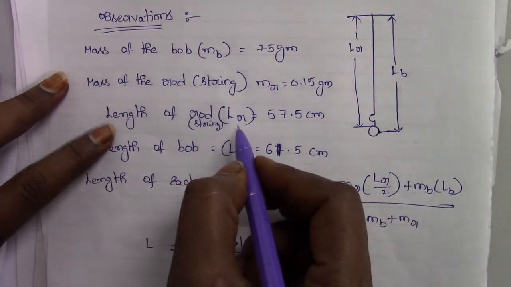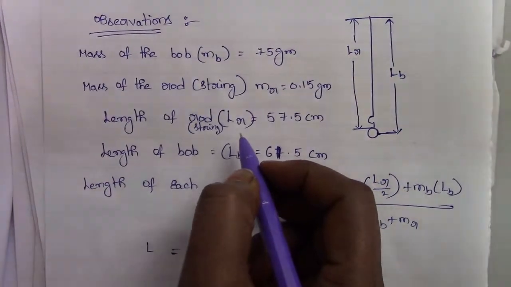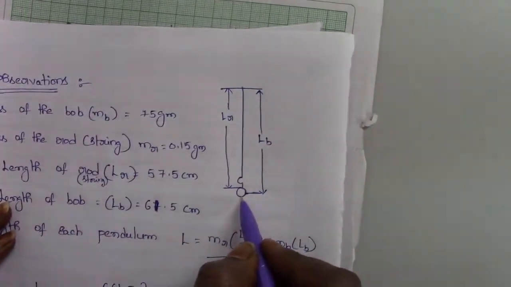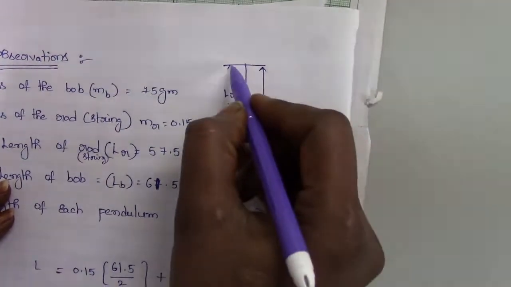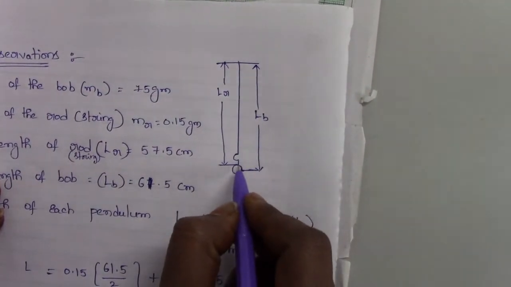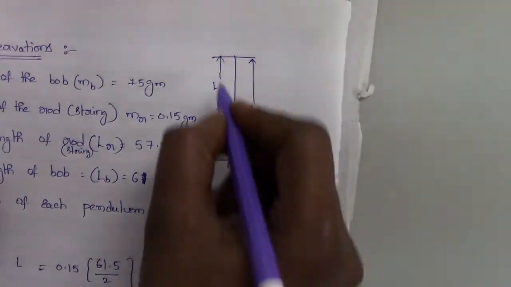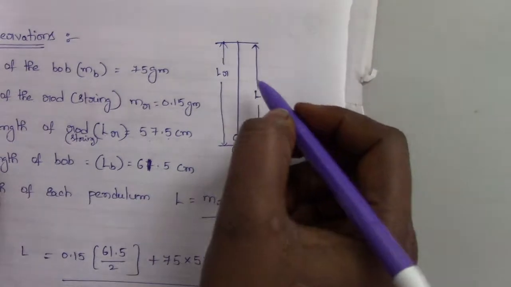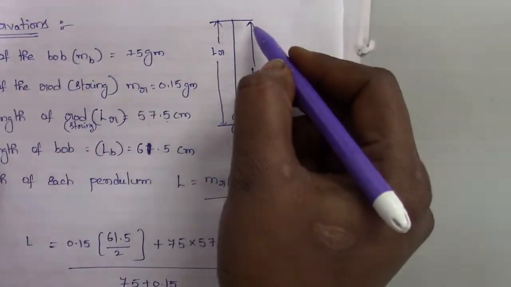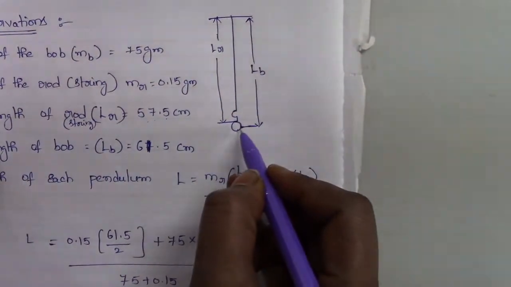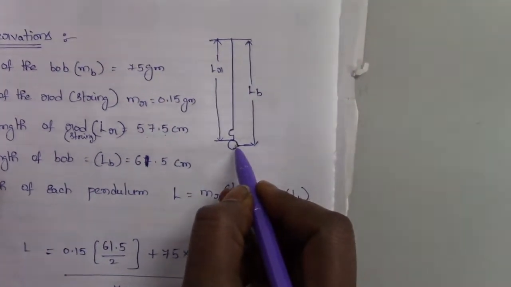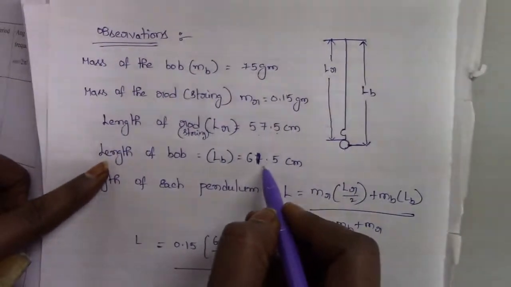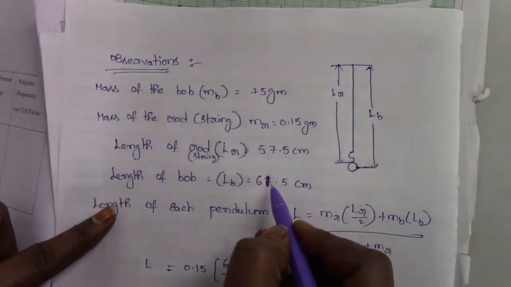Now length of the rod, length of the string. So length of the rod is nothing but here I have drawn the figure. Just see, this is the position of my pendulum. LR is nothing but from the pivot to the top of the bob. This is called your LR. So this is 57.5. But now coming to length of the bob. Length of the bob is nothing but from the pivot to center of the bob. This is equal to our 61.5. This is what our original length of all pendulums whichever we have taken now.